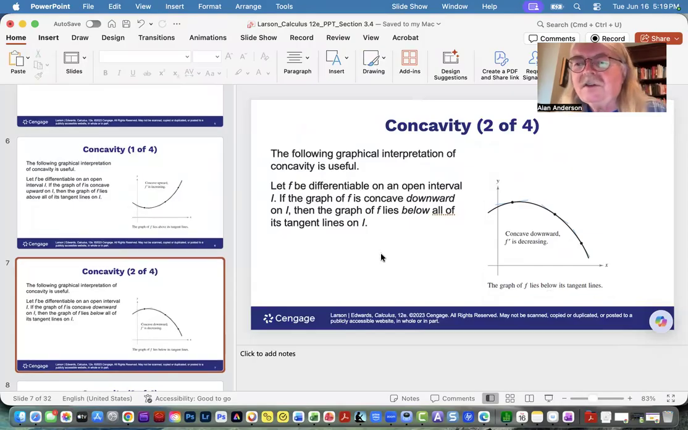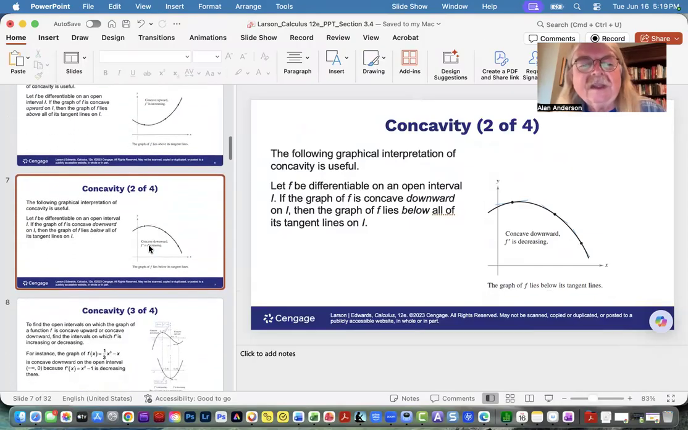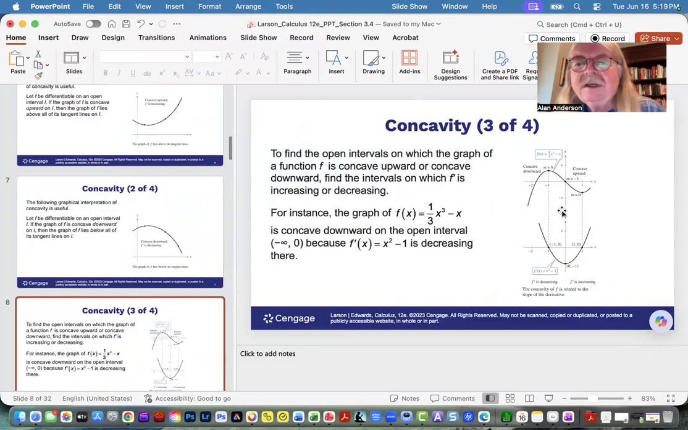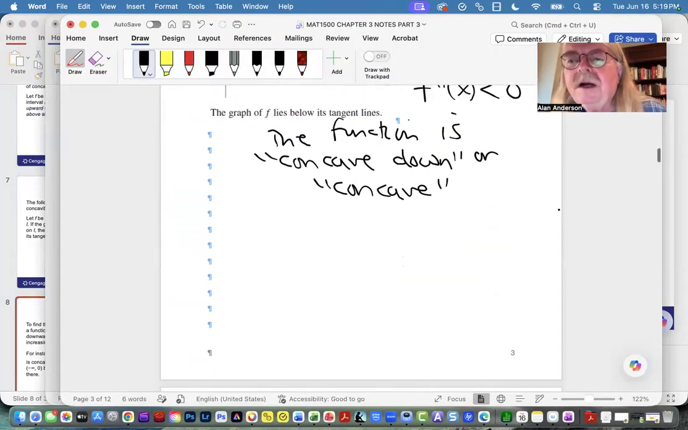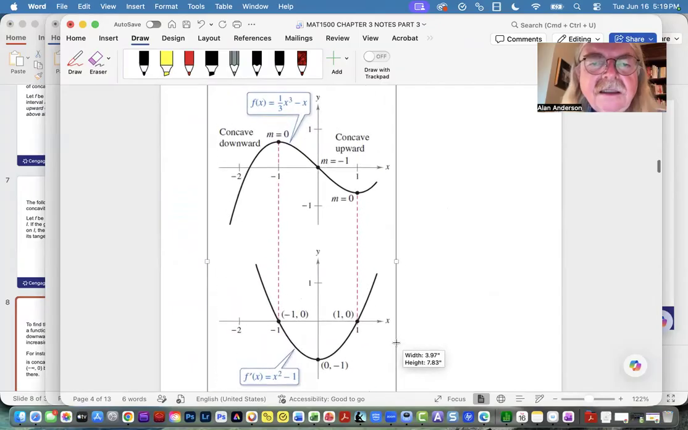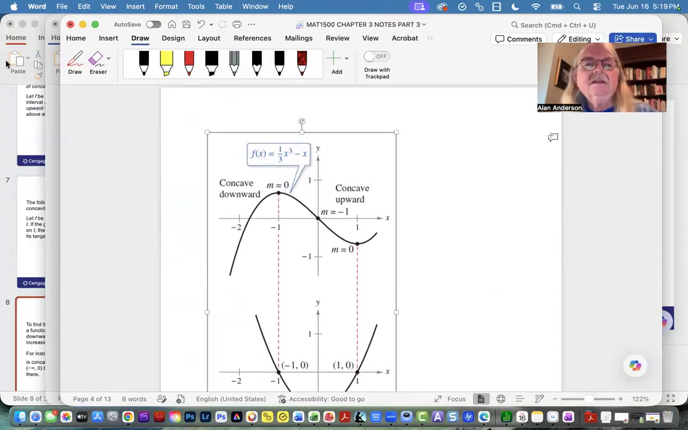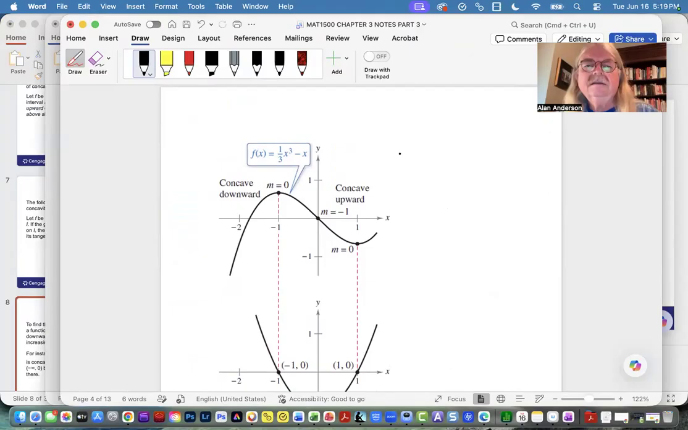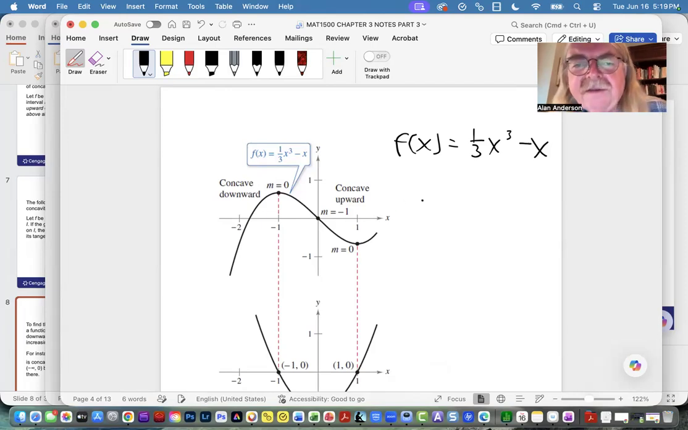So, although these definitions are fun, they don't throw things in here without a good reason. So, here's an example of a function that goes through a period of being concave up and down. All right, let's take a look at this thing. What do we have here? This is the function 1/3 x cubed minus x. And so now this is the graph.